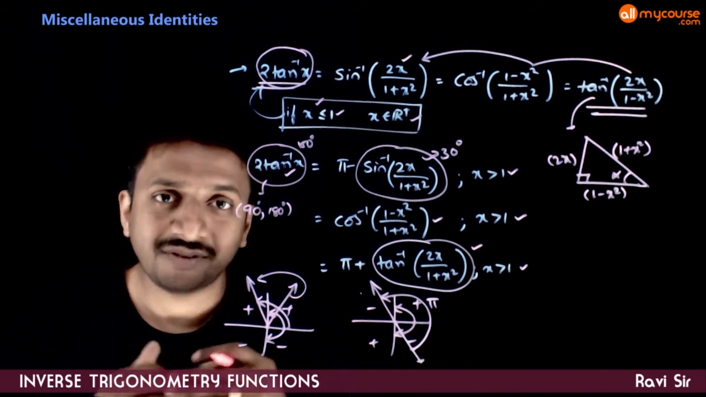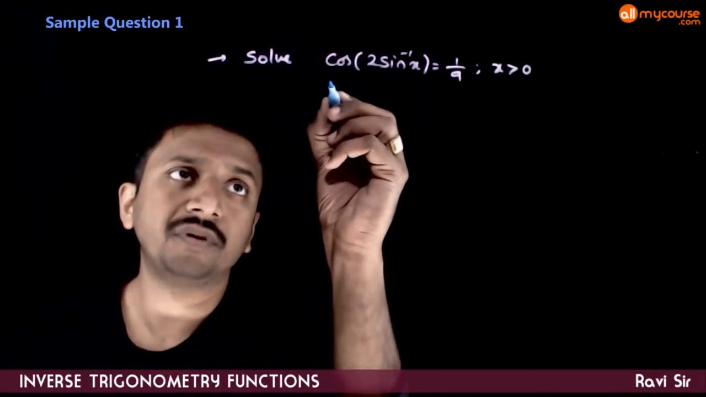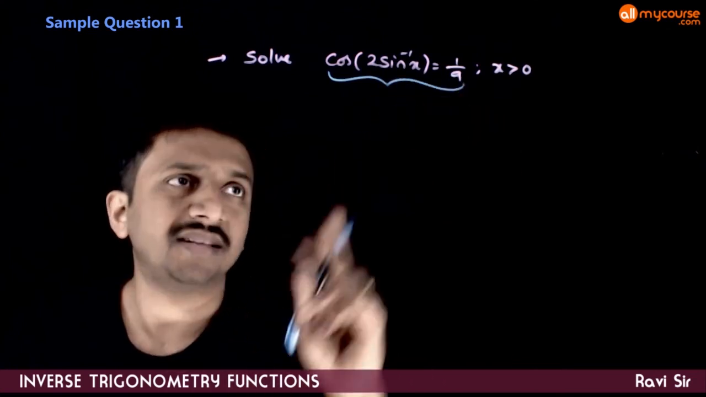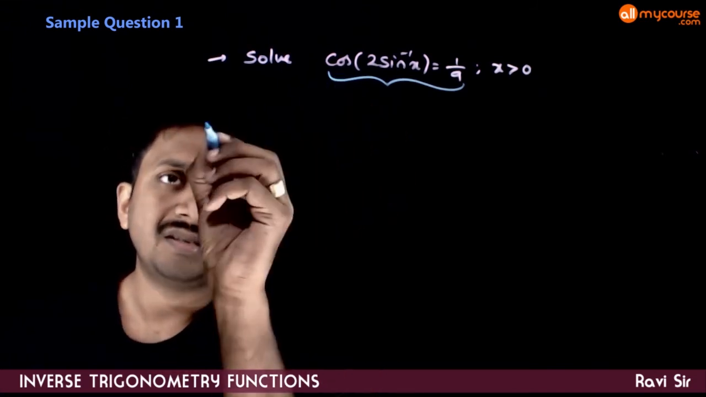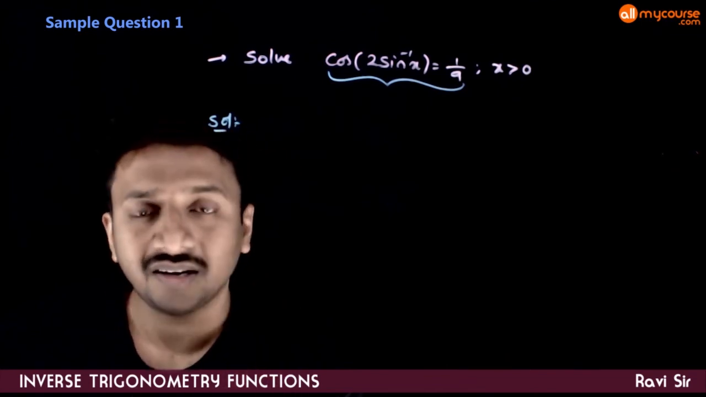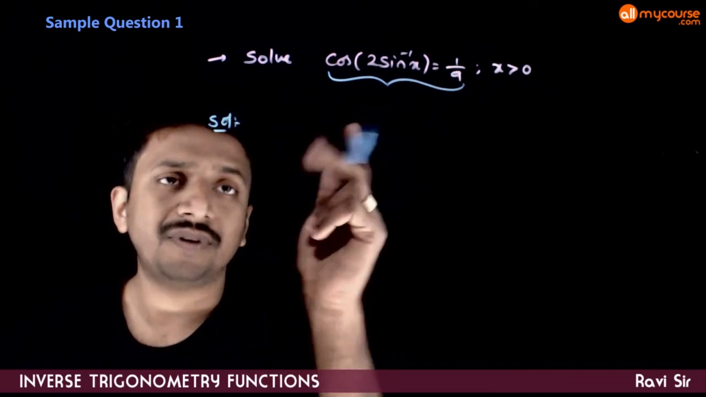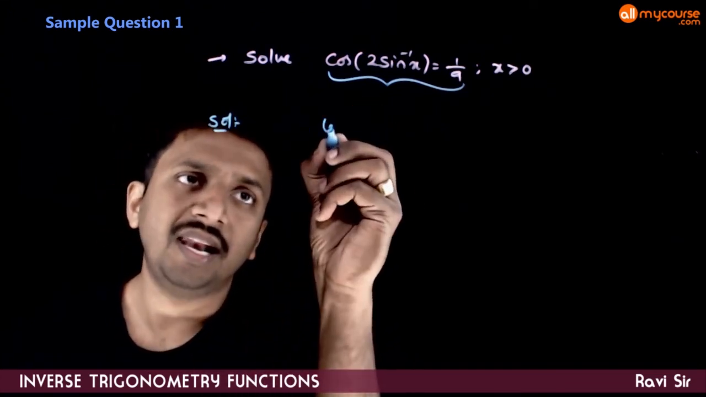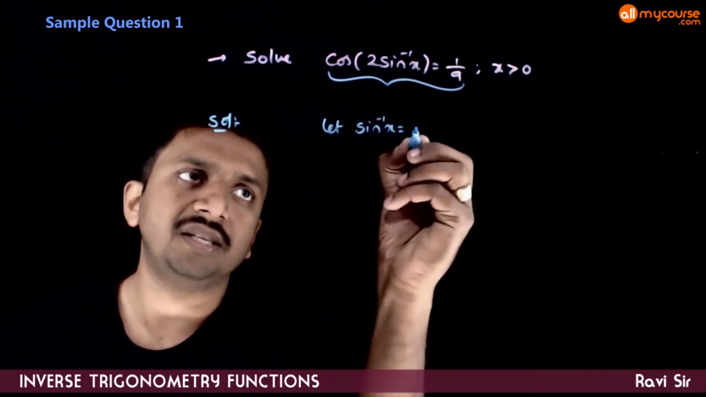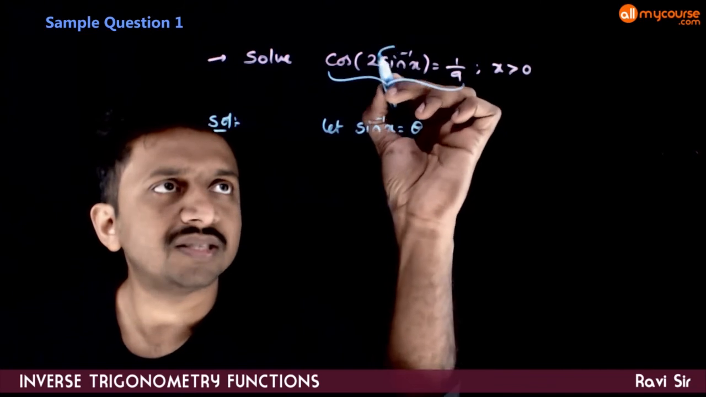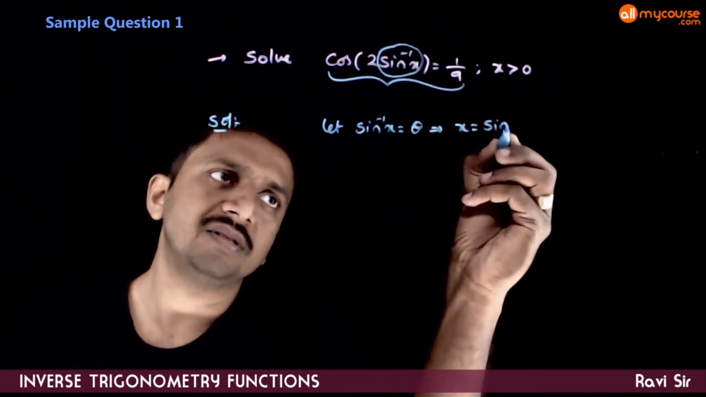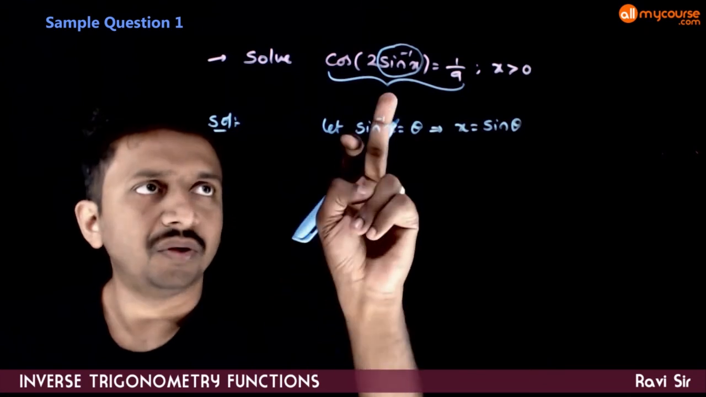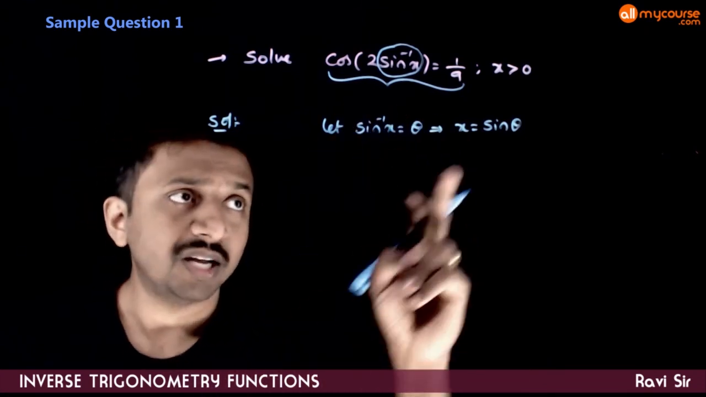Now, let us go and solve a few examples before we conclude this topic. In this question, you're asked to solve cos of 2 sine inverse x is equal to 1 by 9. Let us see how we can do this. There is a very simple general method to solve these kinds of questions. First, to simplify this, let sine inverse of x be equal to theta. This implies x is equal to sine theta. So you need to find x according to this question, which means you need to find sine theta.